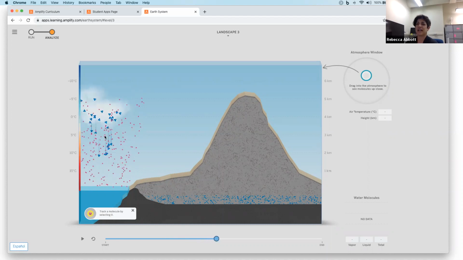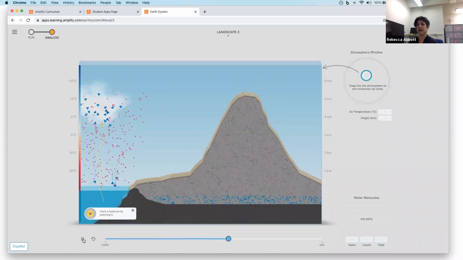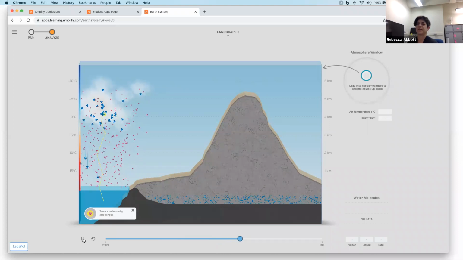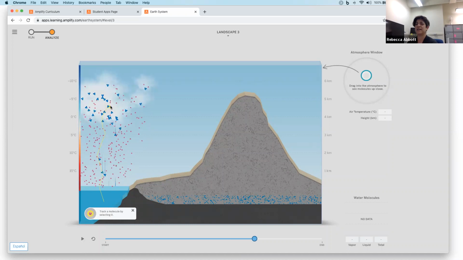So you can actually click on some of these molecules and trace its path. So I'll just watch that one molecule go up. And, oh, it's still highlighted, but now it's not red anymore. It's blue. It's turned into a liquid molecule. So I can actually go back and I can take my atmosphere window and zoom and drag. And this gives us an opportunity to see what's happening in a zoomed in way in this little window here.